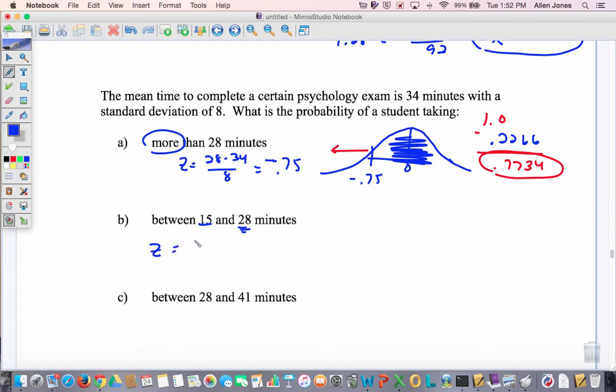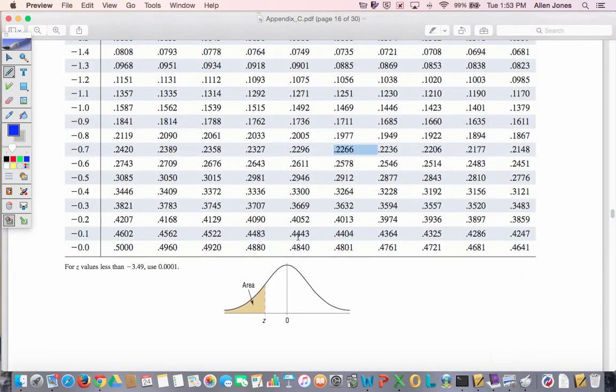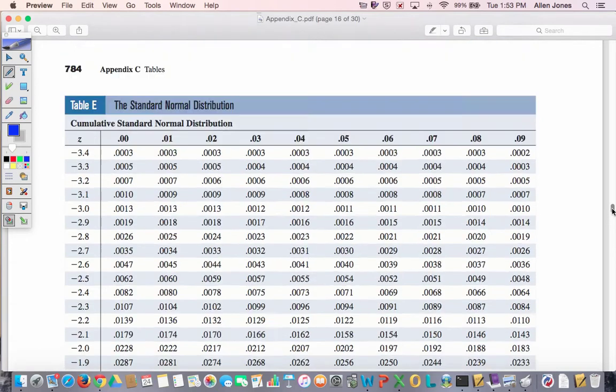Our second one here says between 15 and 28 minutes. We already have a z-score for 28, so we just need a z-score for 15. So 15 minus 34 divided by 8 is going to get me a z-score of negative 2.38. So on my curve, we'll put 0 here, negative 0.75 here, and negative 2.38 here. Our phrasing says between those two. I've already looked up negative 0.75, that's 0.2266.